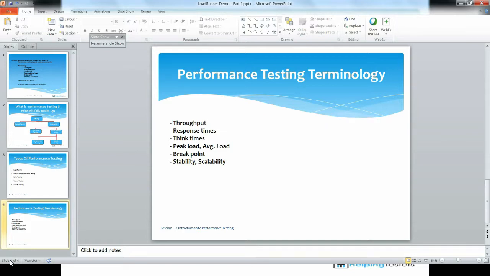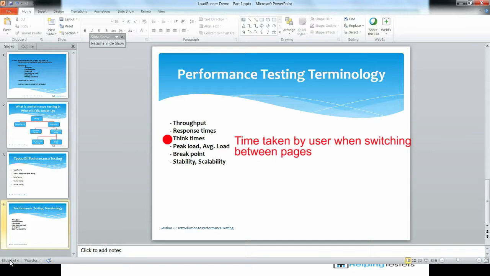Response time is something we have already discussed. Response time is the time taken by the page to load, meaning how quickly the page is loading. It may be in seconds or in milliseconds. The next thing is think time. Think time is the waiting time between one page and another.